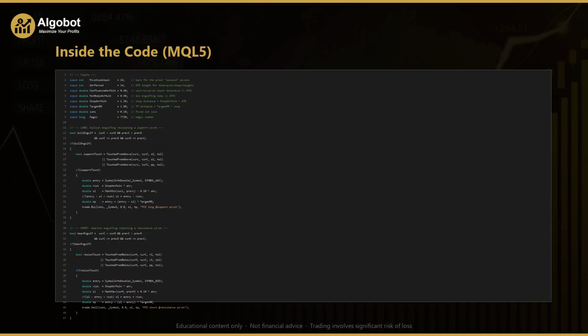The stop is set below the pair's low, never tighter than the ATR risk, and trade.buy sends the order with that stop and a take profit at TargetRR times the risk. The short block is the mirror image.